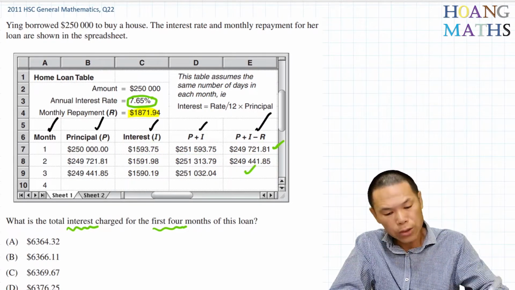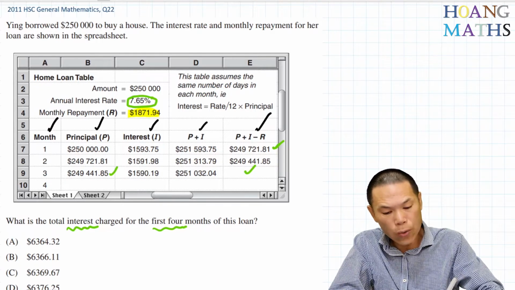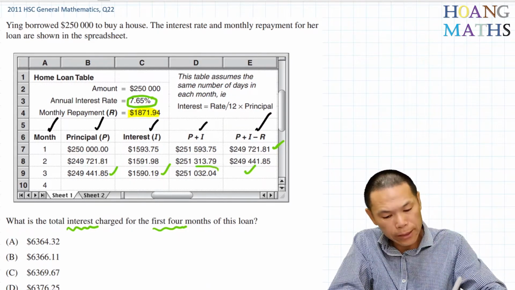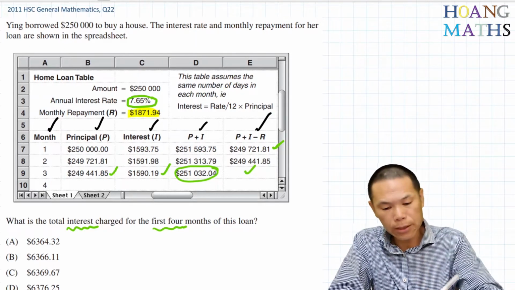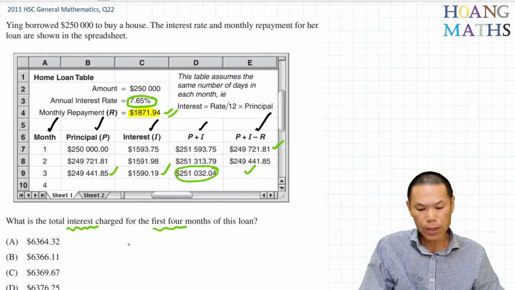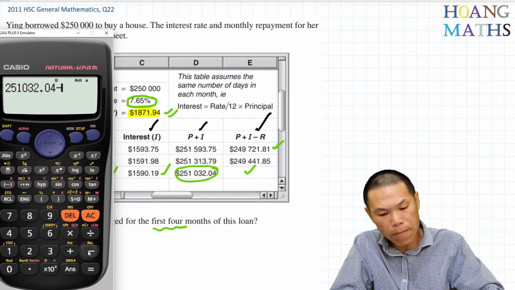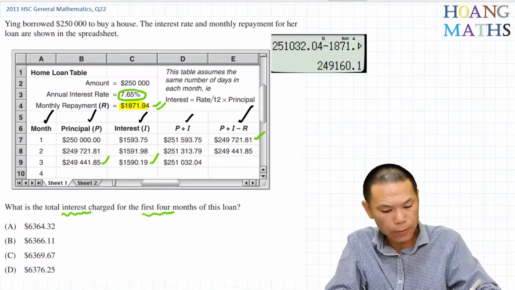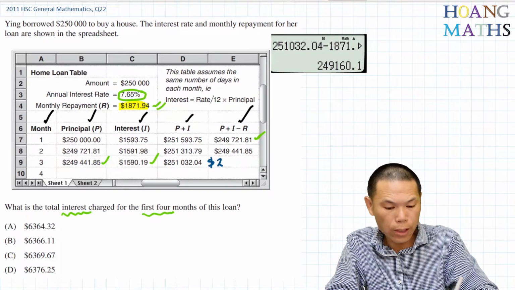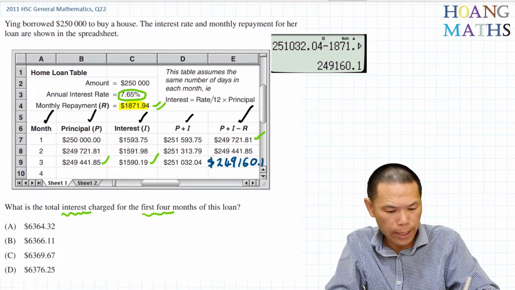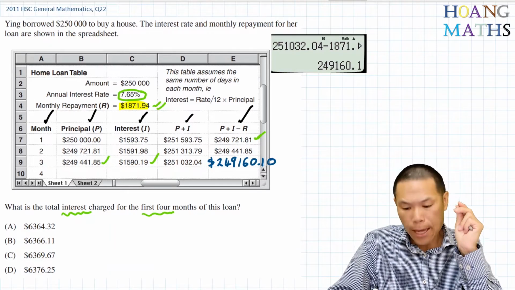So to work out this, I just use this amount, that is how much you owe. We add the interest on top to give us this, and we just minus the monthly repayment. So the monthly repayment is this amount, okay? So just use the calculator. $251,032.04. We minus the monthly repayment, that is $1,800, and that gives us $249,160.10. That is the balance at the end of the third month.